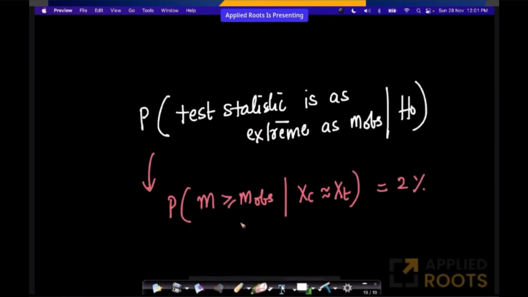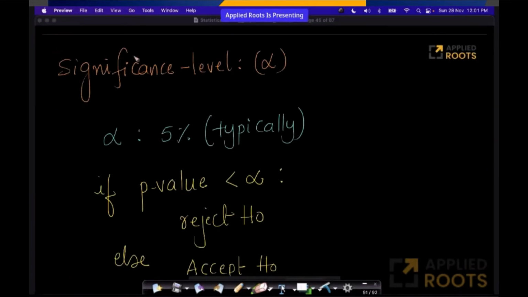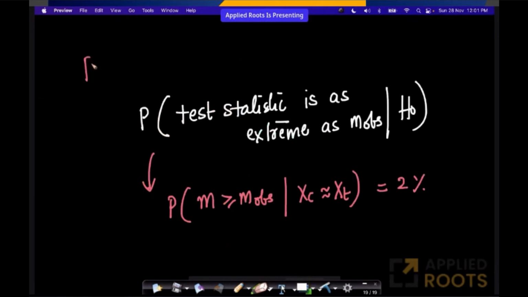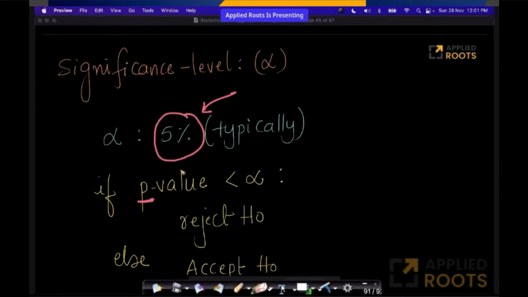Now we say that I will pick a significance level based on my problem. I might say, I'm going to pick a significance level of 5%. There is no rule which says you should pick 5%, but this is typically used, not necessarily always. Now, this probability value that you computed is nothing but your p-value. If this probability value is less than 5%, I will reject the null hypothesis.